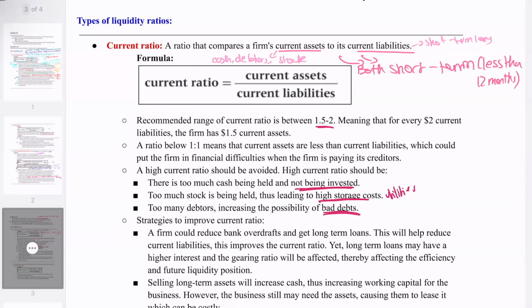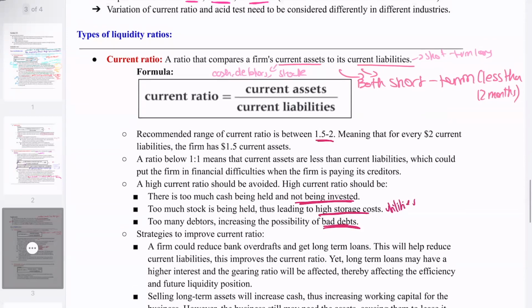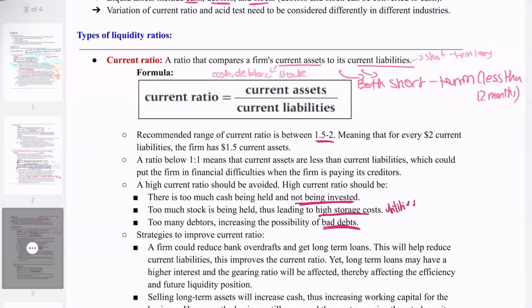So how can a firm improve its current ratio? They could reduce bank overdrafts and get long-term loans instead. So basically, instead of short-term loans, they get long-term loans. So they end up decreasing current liabilities. That's the first way to do it. So this will help reduce current liabilities, like I previously mentioned. This improves the current ratio.